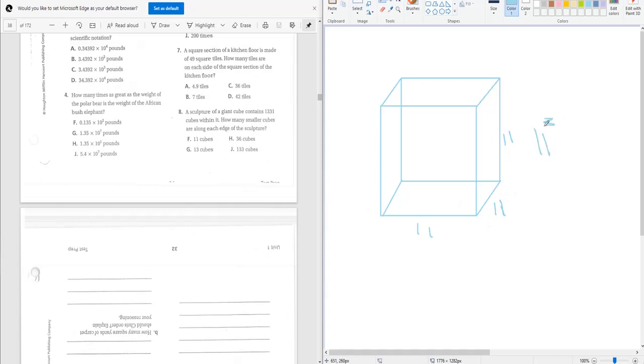11 cubed is 1,331. So the answer to this would be 11. Now, I know I told you to do your perfect cubes up to 10. Don't worry that you're not going to have a question. If you get a question, it's not going to go past 10. This was just an example.